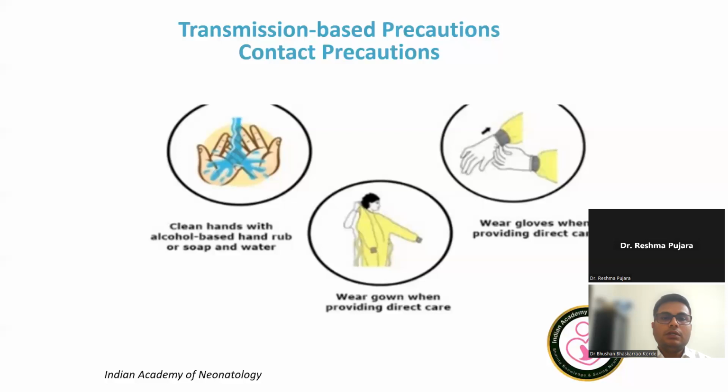So, what measures do we take to prevent contact-based transmission? Basically, the most important thing is hand washing. You should always prefer hand washing. Hand washing is the most important step.